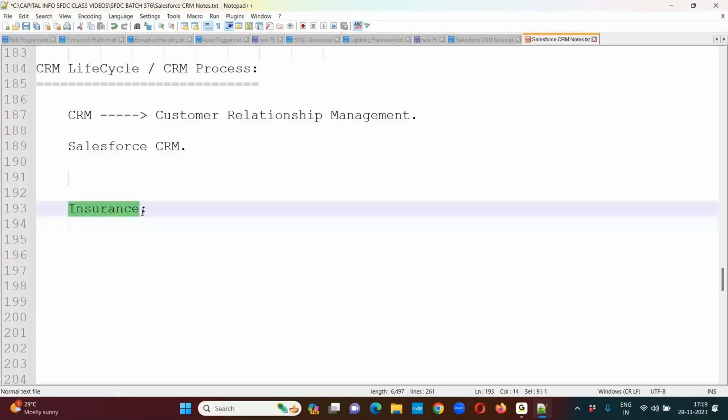Insurance is a concept. It's not a technology. It's not a software. It's not a programming language. It's not an operating system. It's not a database. Insurance is simply a concept which provides various ideas to recover from the damages.